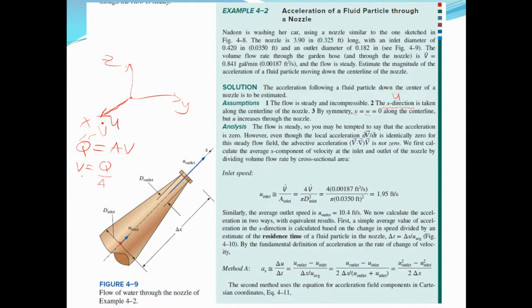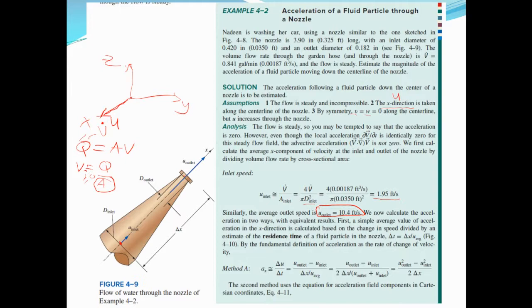Okay, so we do this for the inlet and the outlet, because Q is constant, but the area changes because of the diameter. The area is circular, pi d squared. The inlet is different from the outlet. So this is the velocity for the inlet, 1.95 feet per second. And when we do the same thing for the outlet, the velocity for the outlet is 10.4, almost five times higher than the inlet velocity.